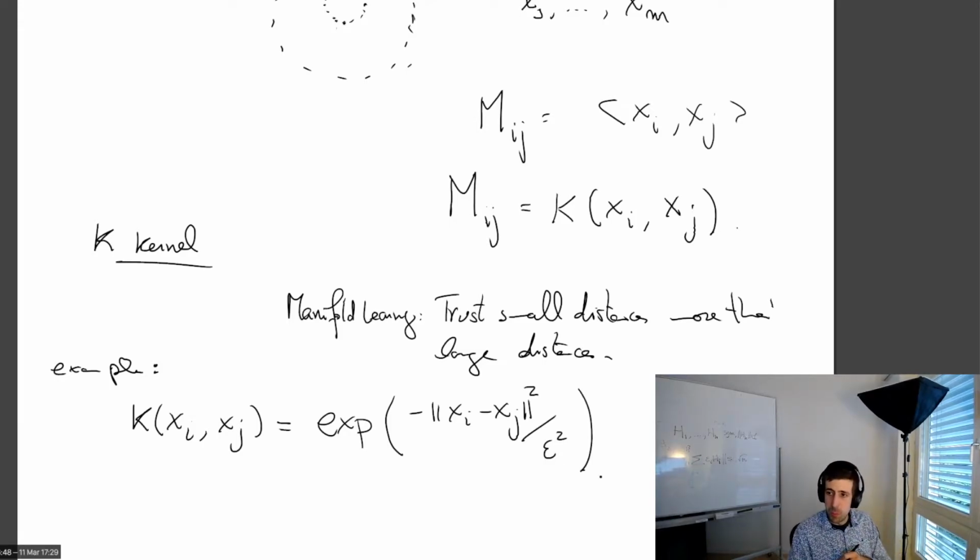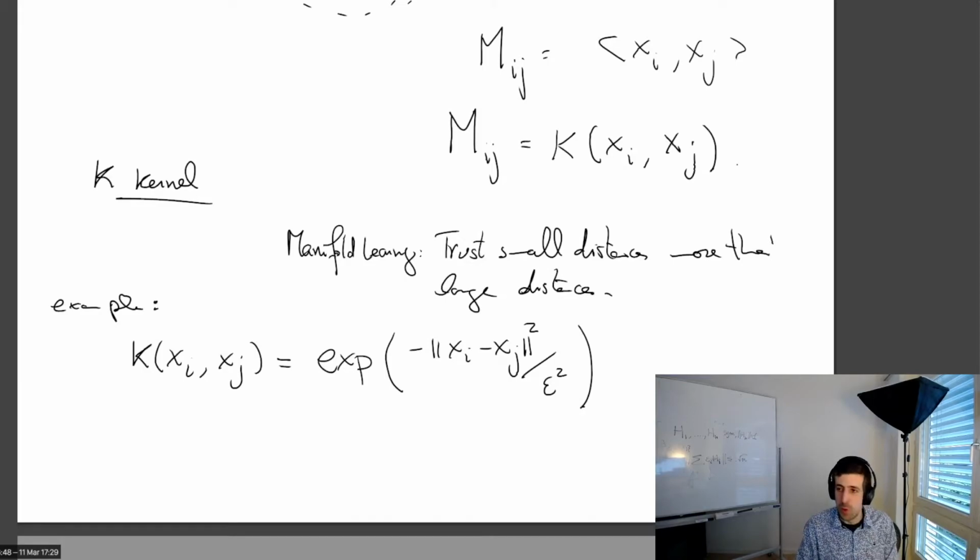Okay, the point is if the points are very close to one another, if their distance is on the scale of epsilon, then this will be large, close to 1. If they're far away, this will be 0. It doesn't matter if they're at distance 1 or 10. If epsilon is very small, it's just going to be 0. So it's exactly within this model of trust small distances but not large distances.